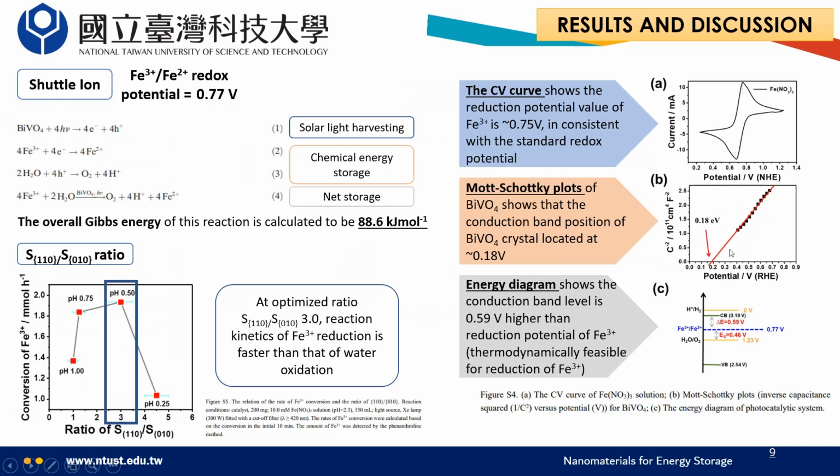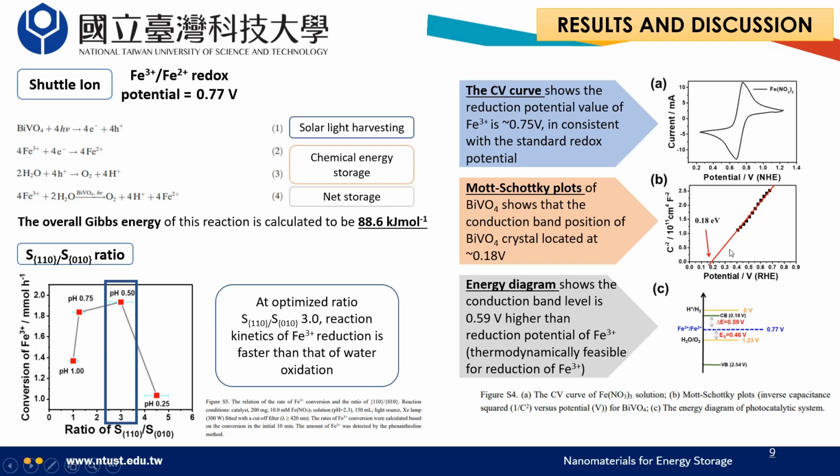So next is to know the chemical potential of the redox shuttle ions, because it will determine how much solar energy can be stored in the HFP. Fe3+/Fe2+ is an environmentally friendly and low-cost shuttle ion with a redox potential of 0.77 volt.